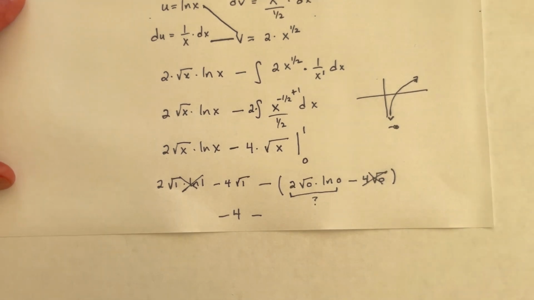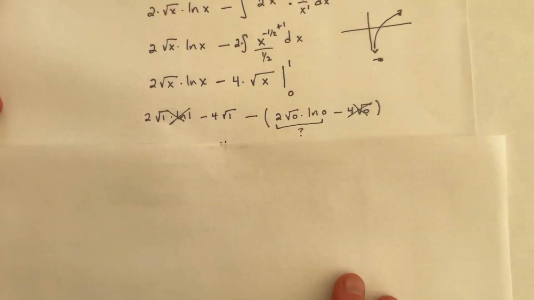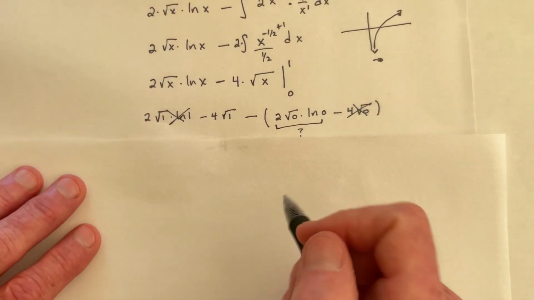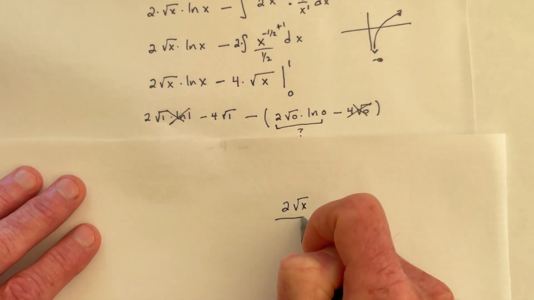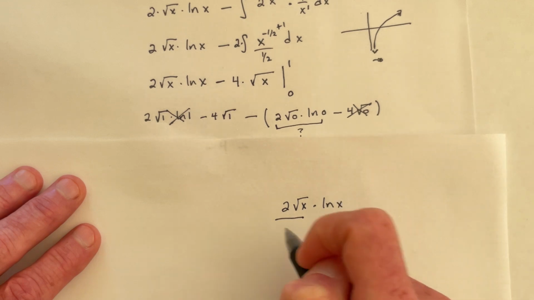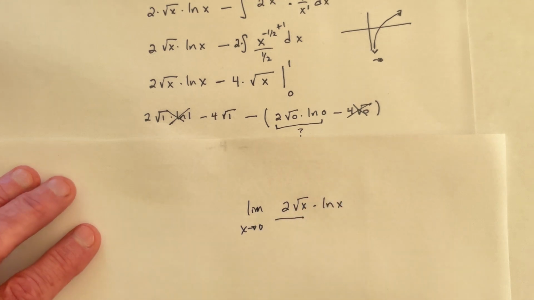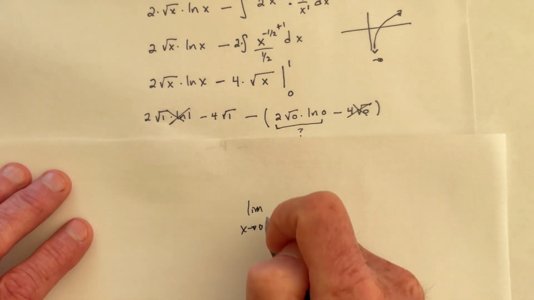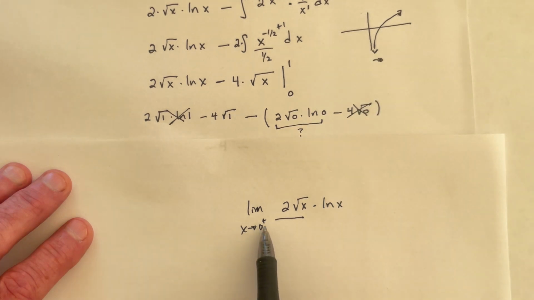Well, basically, if you put x's back, we basically have 2 times the square root of x, times the natural log of x, and it's the limit as x is going to 0. And technically I should have put the right side because it's undefined on the left side. So technically on the 0 I should have had a little plus sign.